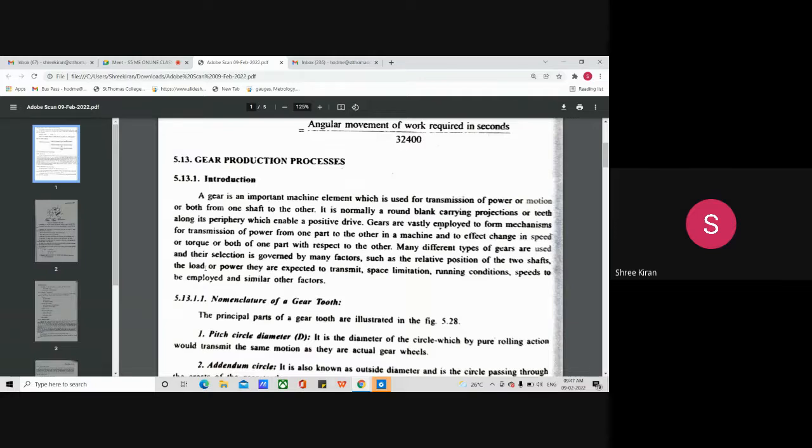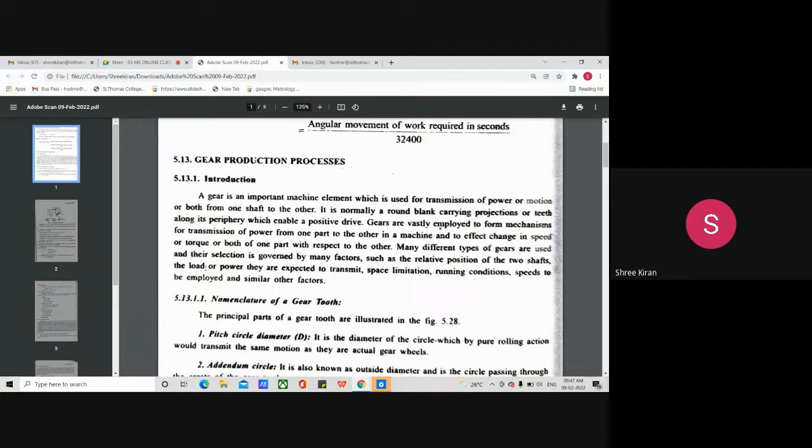It always consists of a round blank carrying projections or teeth along its periphery, which enables a positive drive. It is mainly employed for the transmission of torque or speed of one part with respect to the other.